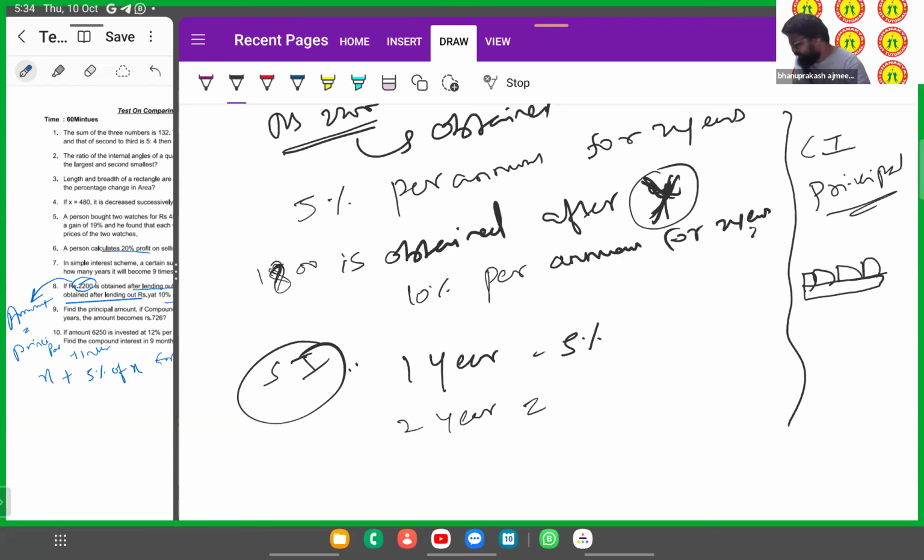How many of you got this? What I said till now? Why this question is not meant for compound interest? Yes, Chirantej.